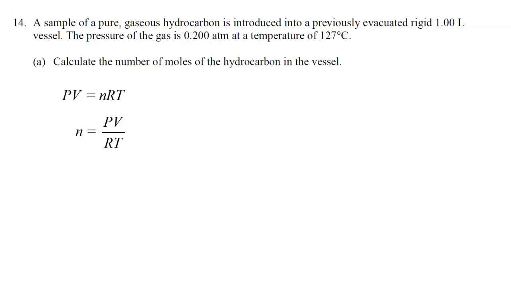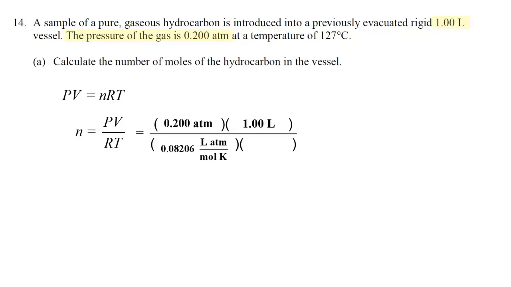So the pressure is given to us as 0.200 atmospheres. That's the correct unit of atmosphere, so we can just plug that number directly into our setup for this calculation. The volume is 1 liter. Again, the units of volume should be in liters, so no need to change that value. R is 0.08206 liter atmospheres per mole per Kelvin, but the temperature is right now listed as 127 degrees Celsius.